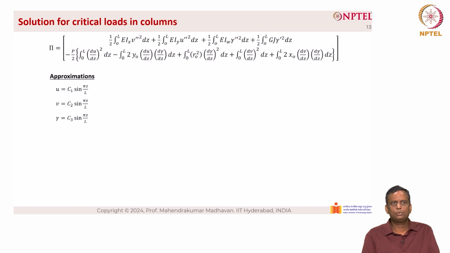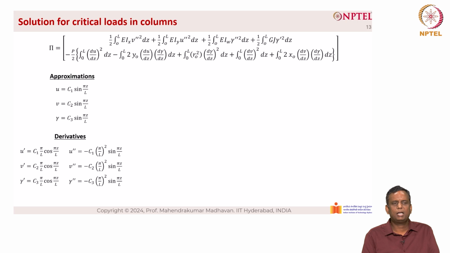Approximations are given here. U equal to C1 into sin pi z by L, V equal to C2 into sin pi z by L, and gamma equal to C3 into sin pi z by L. Now, the derivatives are very simple, as we have seen in the previous classes. U dash equal to C1 into pi by L into cos pi z by L, U double dash equal to minus C1 into (pi by L) the whole square into sin pi z by L, V dash equal to C2 into pi by L into cos pi z by L, and V double dash equal to minus C2 into (pi by L) the whole square into sin pi z by L. Gamma dash equal to C3 into pi by L into cos pi z by L, and gamma double dash equal to minus C3 into (pi by L) the whole square into sin pi z by L.